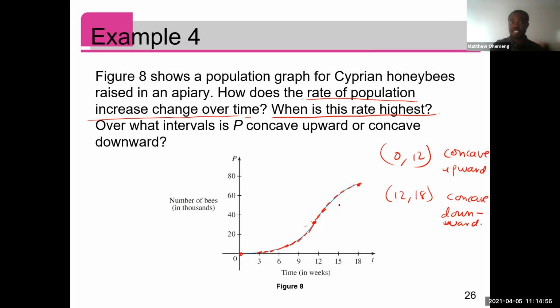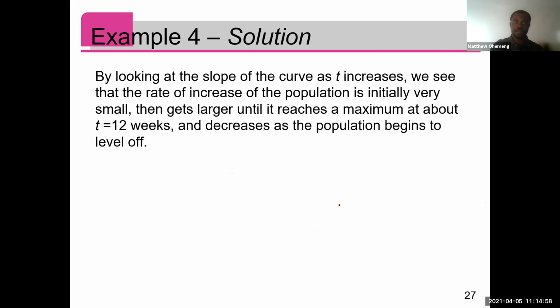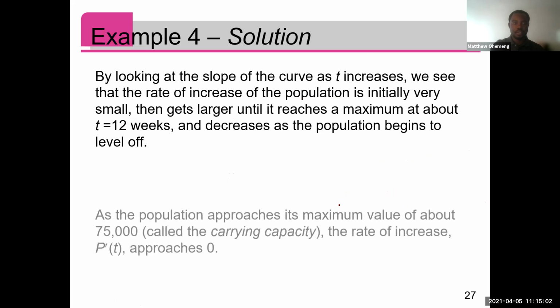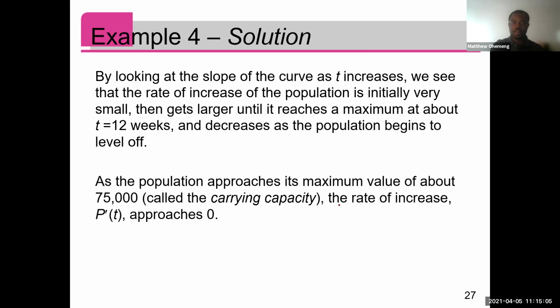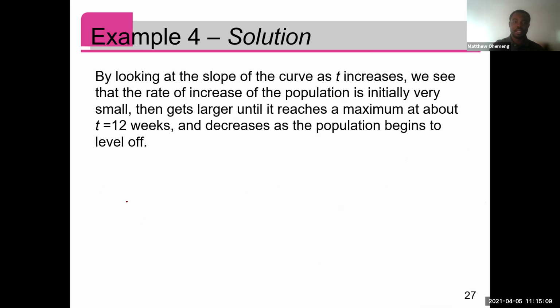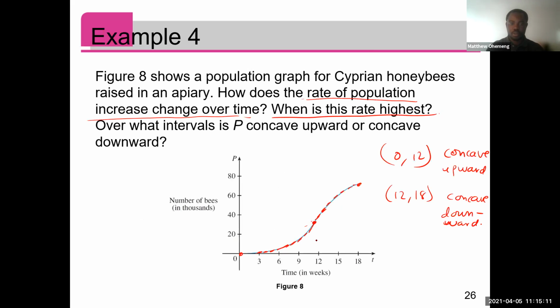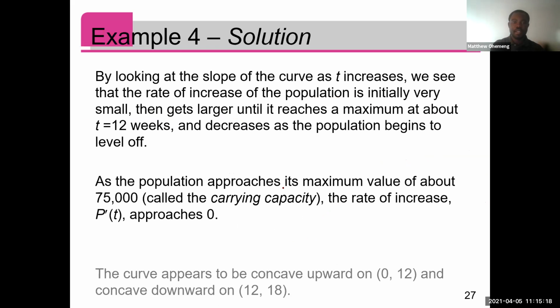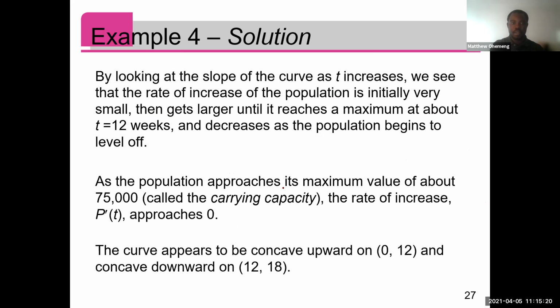Now the solutions are on the slide. They'll just talk about it on the next slide. So this is just going to talk about everything, right? It reaches a maximum at about 75,000. So we reach a maximum here. This is the highest point, right? But then the rate is highest at where? At 12, right? The maximum at about 12 weeks. And then the concave upward is on 0 to 12 and concave downward from 12 to 18.